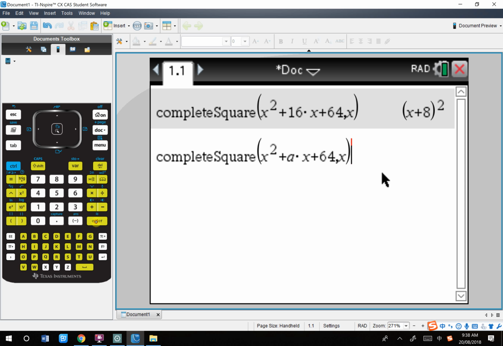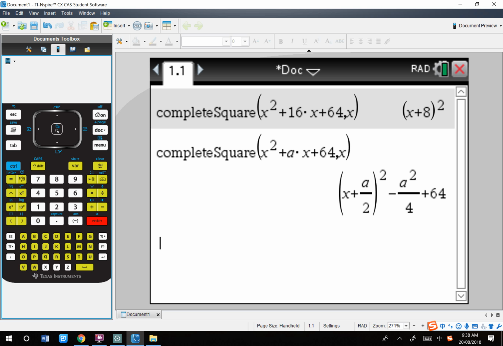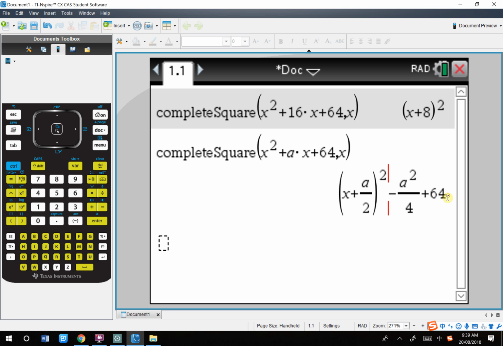So when you press enter, it will complete the square for you as well. Completing the square, I have x plus a over 2 squared, and then the constant, a squared over 4 plus 64. They're all constant. So the turning point in this case has x value minus a over 2, and the y value is everything here. So the turning point is minus a over 2, comma that y value.